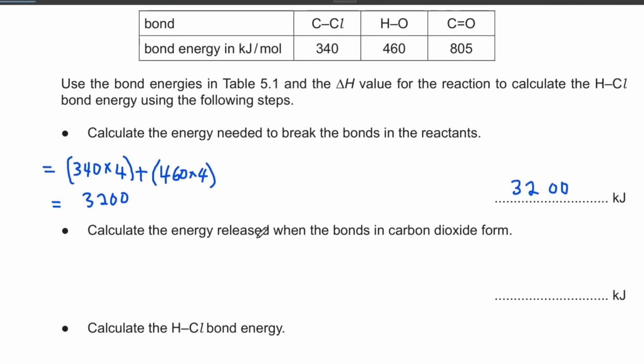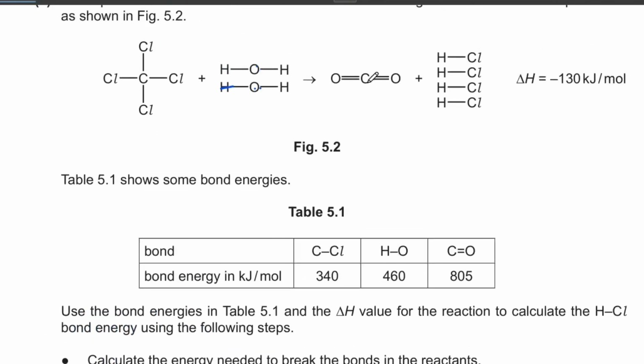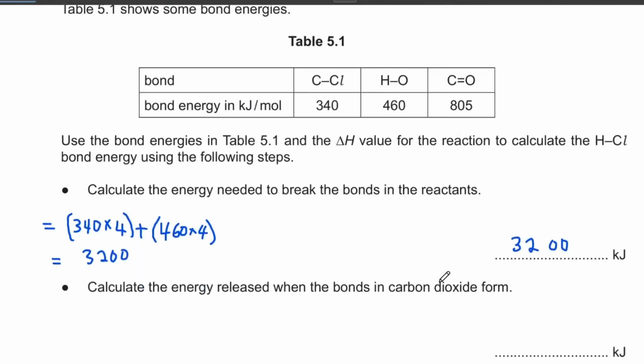Next, calculate the energy released when the bonds in carbon dioxide are formed. So let's look at our carbon dioxide. This is our carbon dioxide. We have carbon and oxygen double bond, 2 times. And our carbon and oxygen double bond is 805. So therefore, the bond energy released when the bonds in carbon dioxide are formed is going to be 2 times 805, which will now be equal to 1610 kilojoule. So we write our answer here.